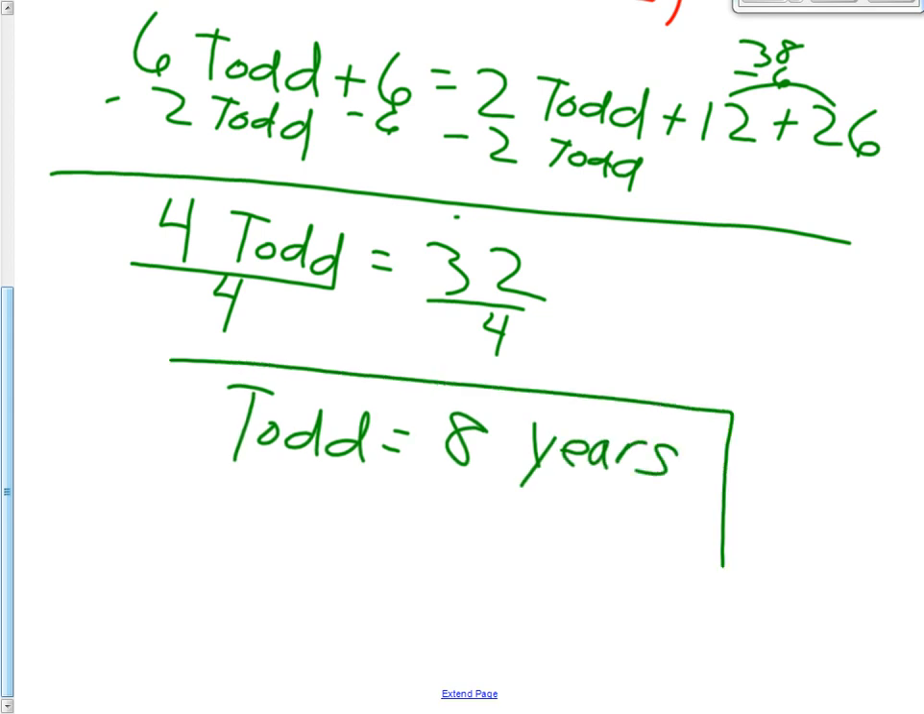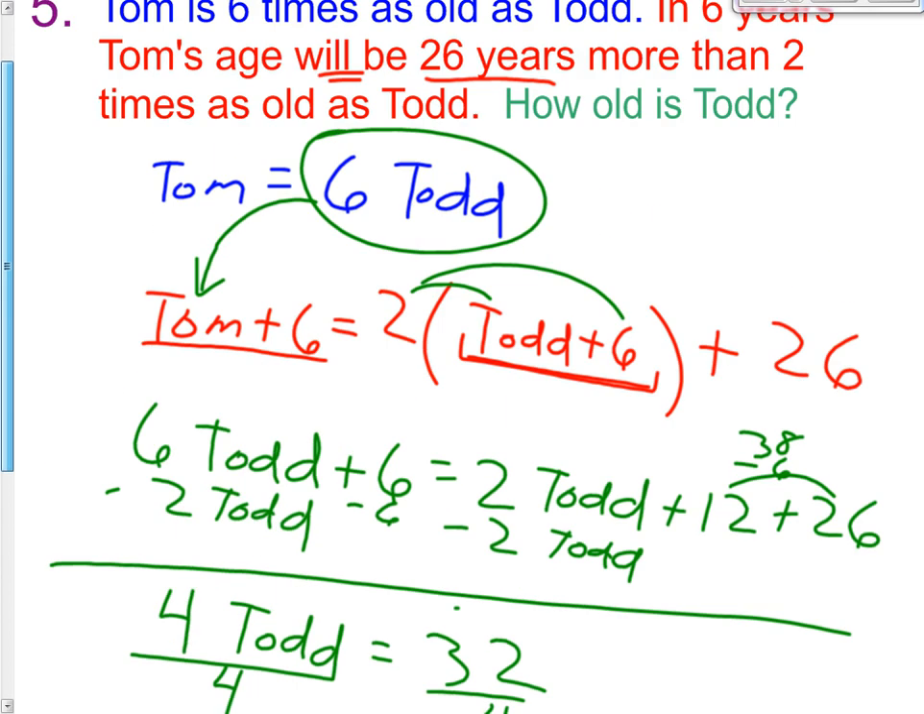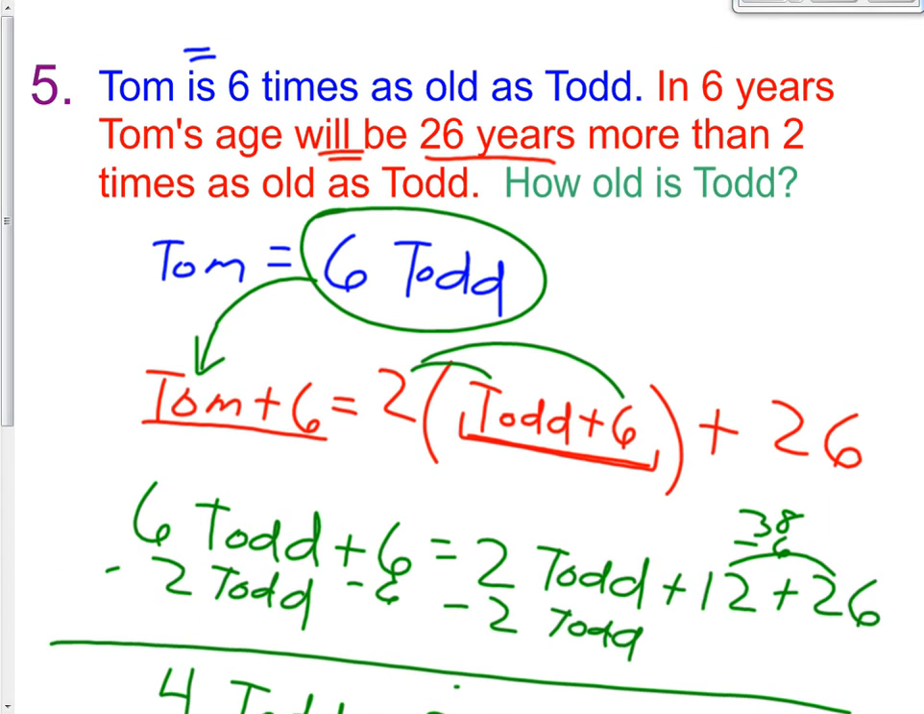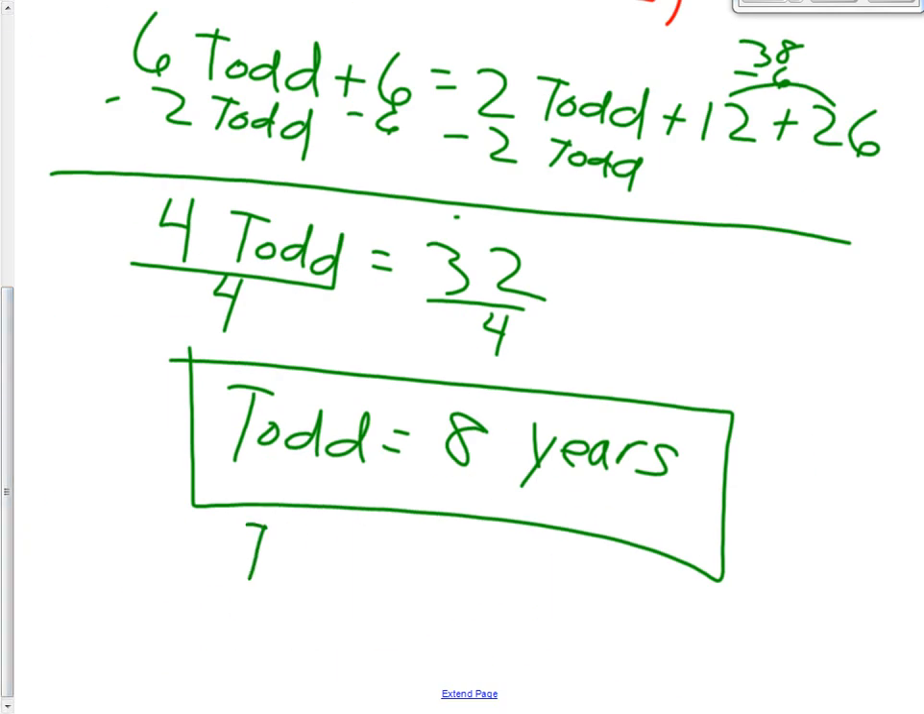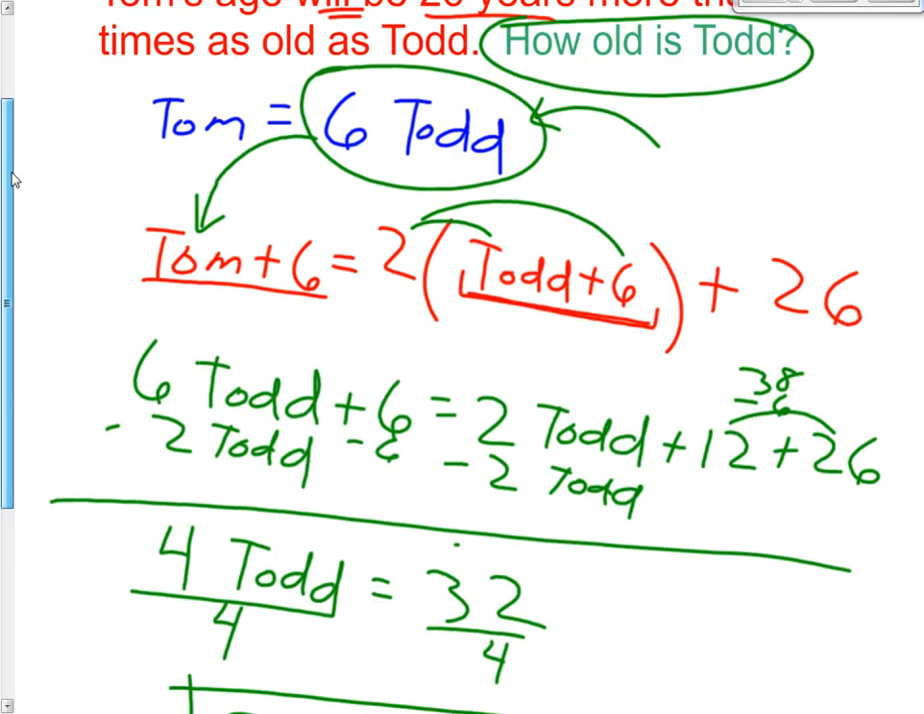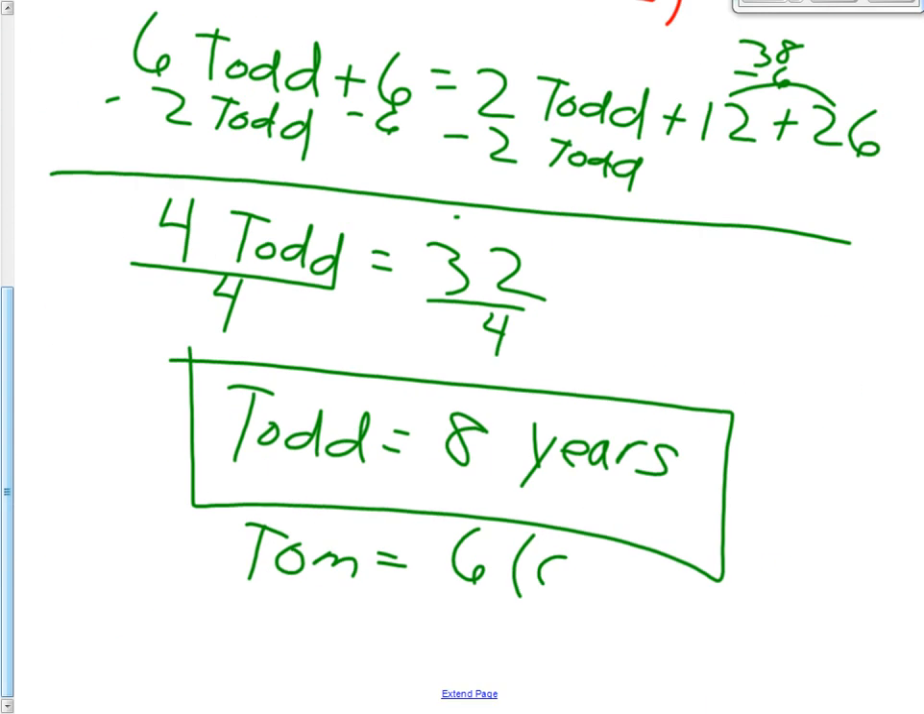There's our Todd. Let's hop back up here. How old is Todd? Bam, we figured it out. If it said how old is Tom, well, Tom is 6 times Todd. So if we had to find Tom, it would be 6 times Todd, I believe. Yes. So 6 times 8, so that would be 48 years old. That would be if you wanted to find Tom. So make sure you pay attention to that as you do your homework.